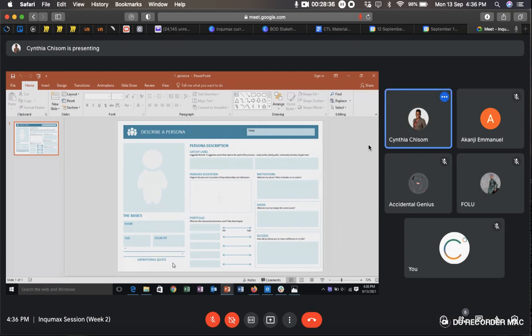The aspirational quote is basically saying, "I would love." So if you're trying to solve a problem for a farmer, the farmer will say, "I would love to sell my product as quickly as possible and make enough money for my family." That is something that you need to put out there.